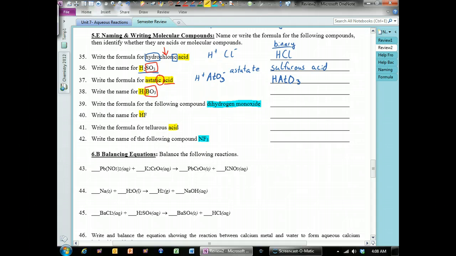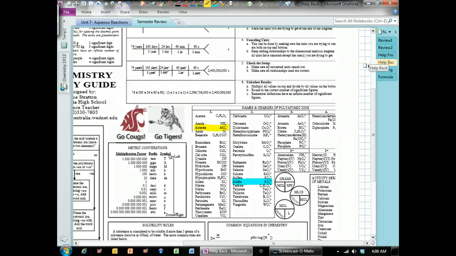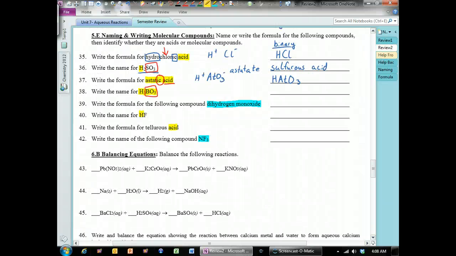Now, H3BO3 has a polyatomic ion in it, and it's BO3. So let's look up the name of BO3. BO3 is called borate, and it has a -3 charge. So when we go here and we're naming this, we've got borate.